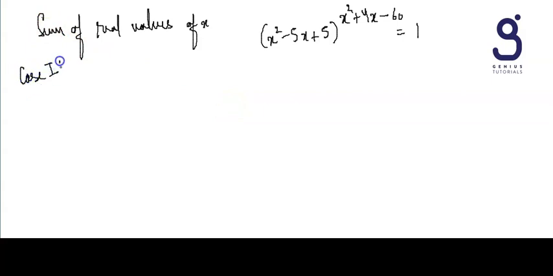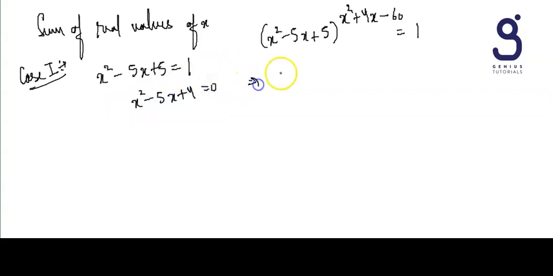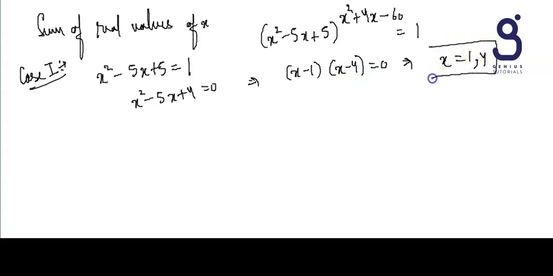Case 1: the possibility can be that the base x² − 5x + 5 is equal to 1, because 1 raised to any power will be 1. We can say that x² − 5x + 4 = 0, or if I factorize this, (x − 1)(x − 4) = 0, or you can say x is equal to 1 and 4. So these are the required values of x for this first case.